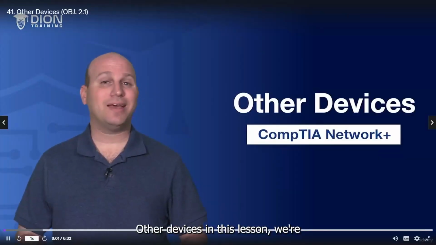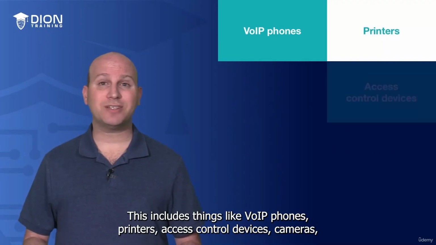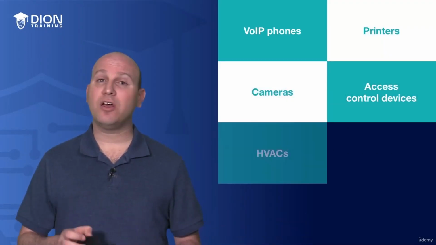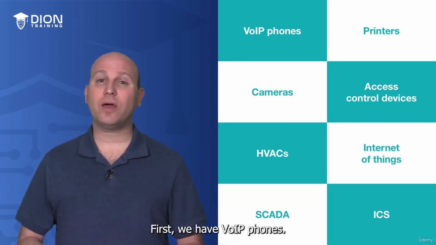Other devices. In this lesson, we're going to take a quick look at some devices you may find on your networks. This includes things like VoIP phones, printers, access control devices, cameras, HVACs, Internet of Things, ICS, and SCADA devices. First, we have VoIP phones.